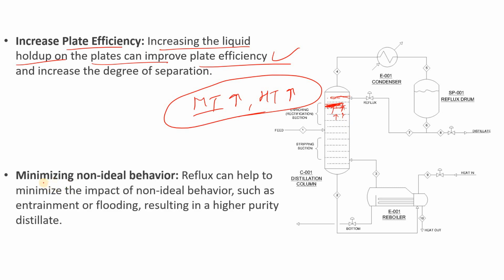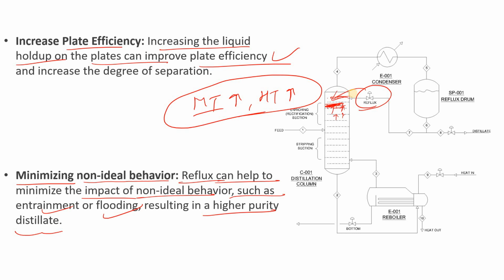The next advantage of adding the reflux is that it minimizes the non-ideal behavior. So what is that non-ideal behavior? In a distillation column, there is flooding and entrainment. Whenever you add the reflux, it can help to minimize the impact of non-ideal behavior such as entrainment and flooding, resulting in a high purity distillate. So when you add the optimum reflux to the distillation column, it will avoid the chance of entrainment. It will also minimize the chance of flooding, right?